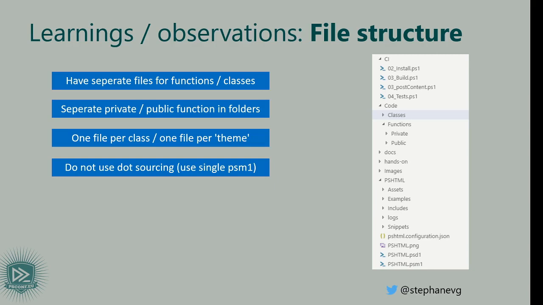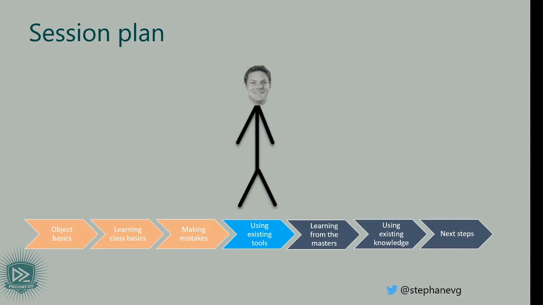And so by simply centralizing everything in one PSM1 file, structuring it with enums at the top, classes in the middle, then private functions, public functions, that really changed everything. I went from 14 seconds to, I think, almost less than a second, and my test speed was exponentially better too. So, using existing tools.